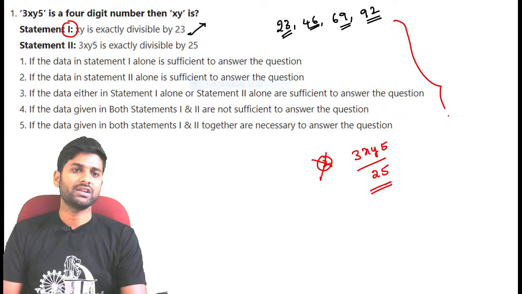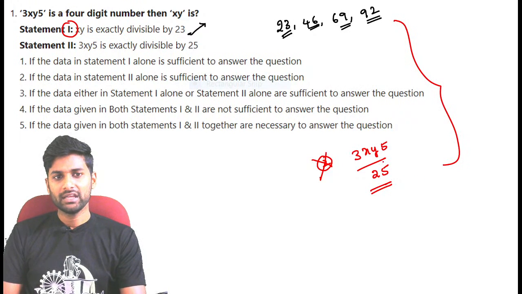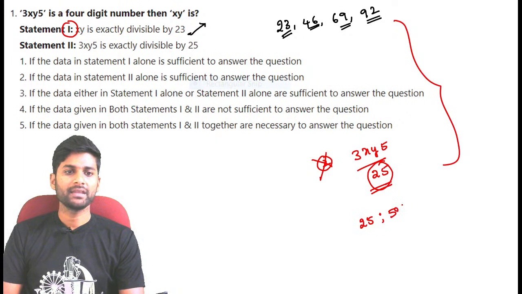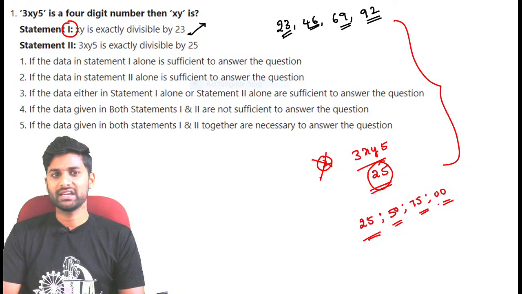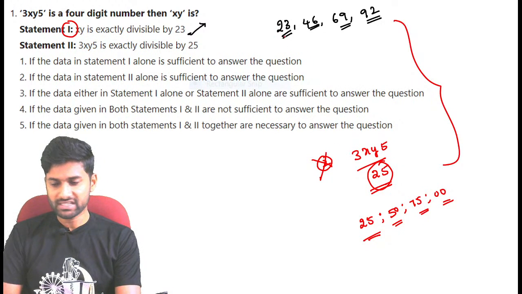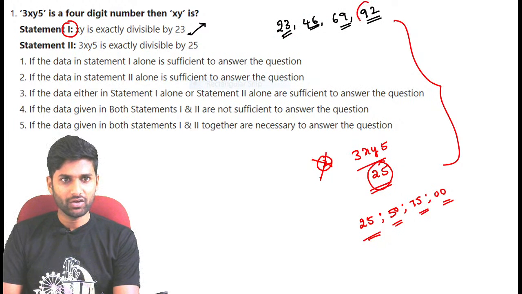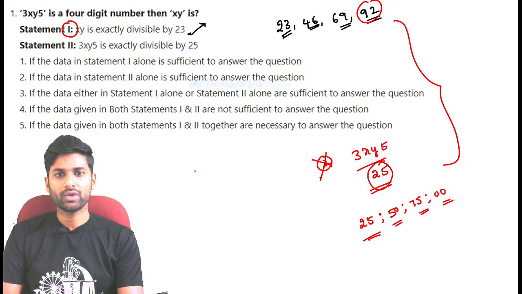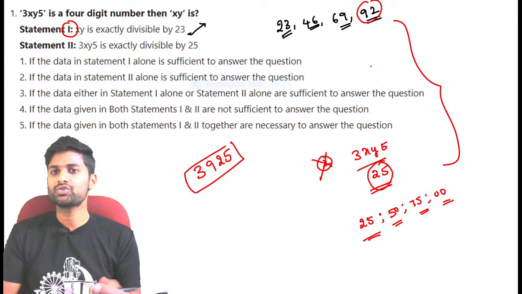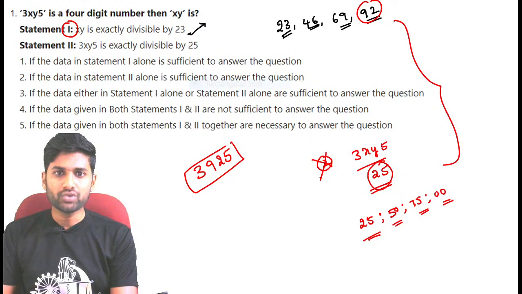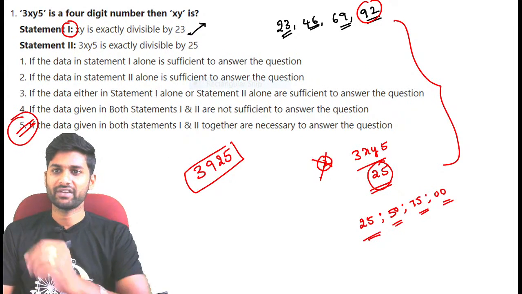Now if you combine them together, what is the important part? Any number which is divisible by 25 has last two digits either 25, 50, 75, or 00. Any of these can be the last two digits, guys. So from the first statement, we can directly replace xy with 92. Now you can confirm that the number is 3925. By combining those two statements, you can get the value of xy. Here the answer is both statements together are needed to get the answer. So 5 is the perfect answer, guys.